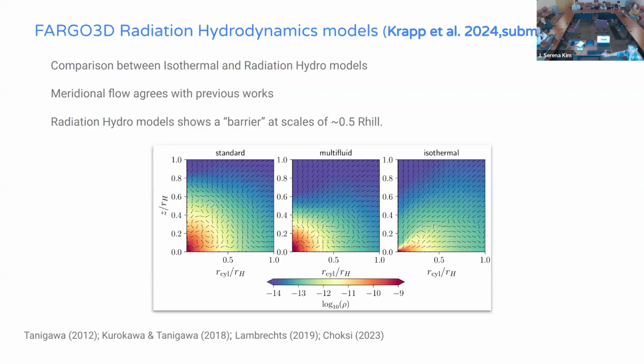So we ran different models. Here I'm showing the most representative cases. We have a standard case, which is radiation hydrodynamics with no dust dynamics. We have a multifluid case, which is radiation hydrodynamics with dust dynamics. We have an isothermal case, with no radiation hydro and no dust dynamics. So in the isothermal case, this is essentially an averaged plot of the density with the velocity field.